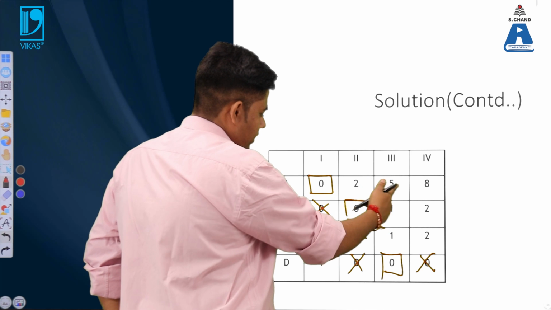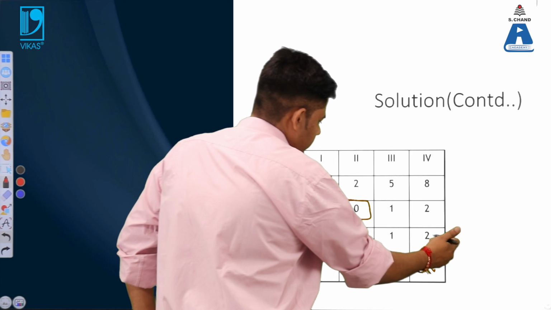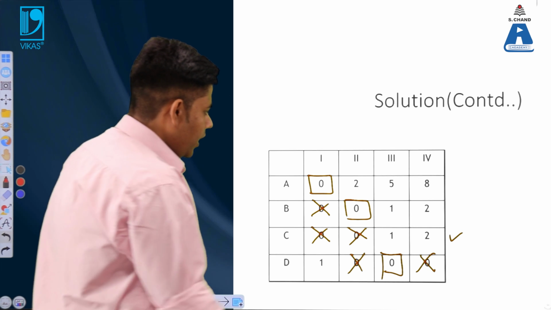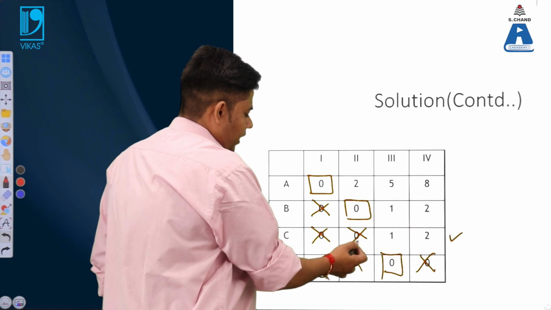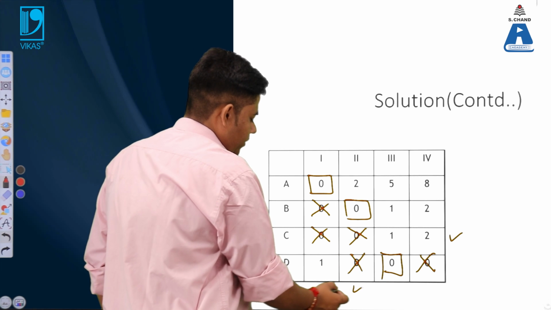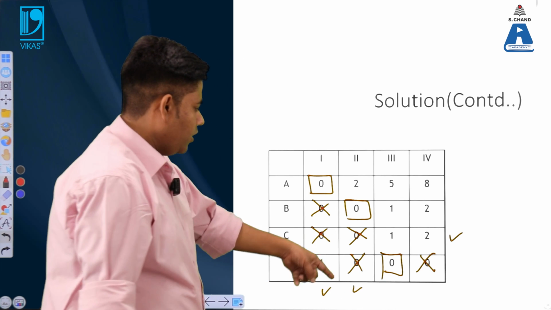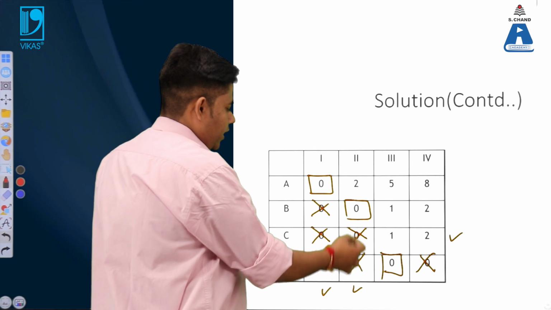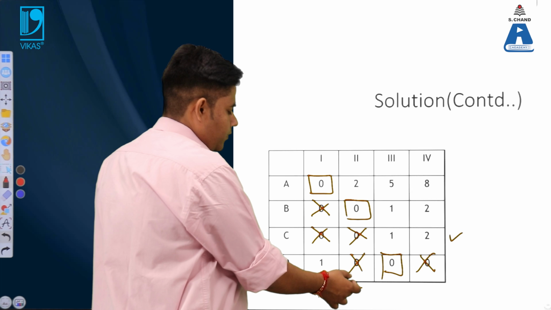So here this is an assigned row, this is an assigned row, this one is an unassigned row. So we need to tick an unassigned row. If that unassigned row is having any zeros, we need to tick the particular column. So these 2 columns are to be ticked. Then if these 2 columns are having any assignment, we need to tick the corresponding row.